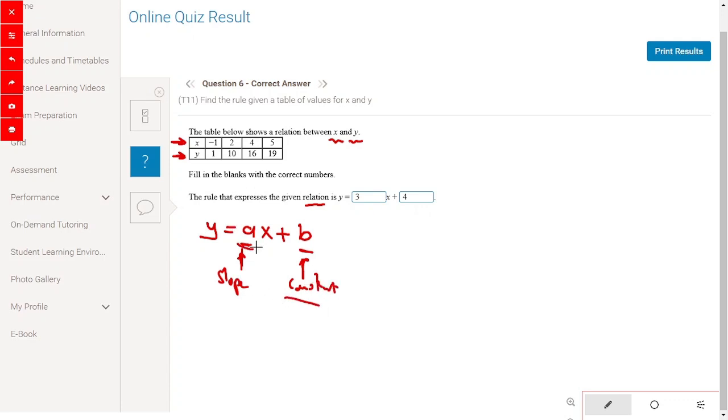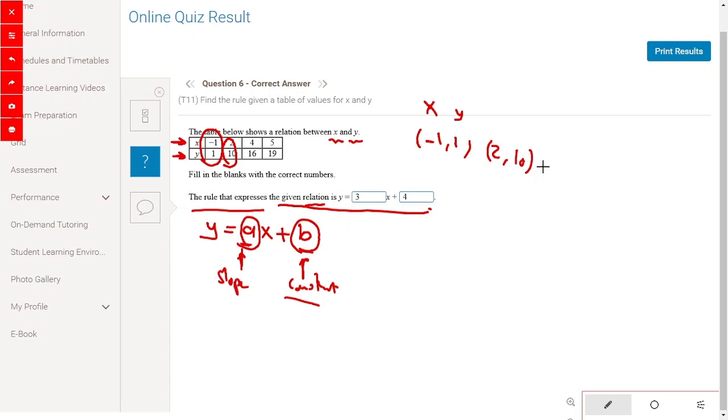So here we need to get the slope and the constant to know the relation because it seems it's a linear equation. Now here, the relation between x and y is like points. For example, the first column can be represented -1 and 1. And this point is x and y. Column 2 is 2 and 10. Column 3 is 4 and 16. And the last column is 5 and 19.